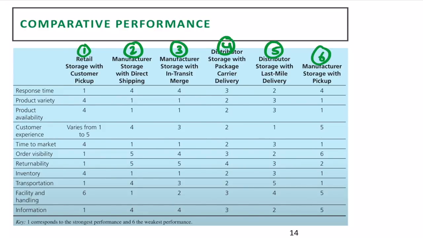If you compare all six networks across the cost factors and service factors, this is what we'll get. In this matrix, one corresponds to strongest performance. So one is good and six is bad. That's the weakest performance. For example, if you look at response time, retail storage with customer pickup, the first design, has the strongest performance because it is almost immediate.